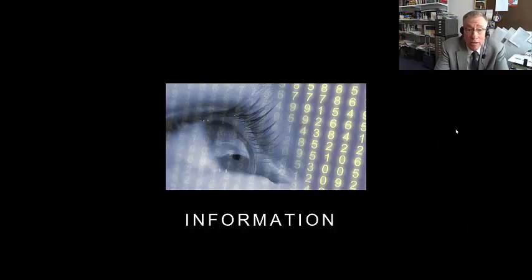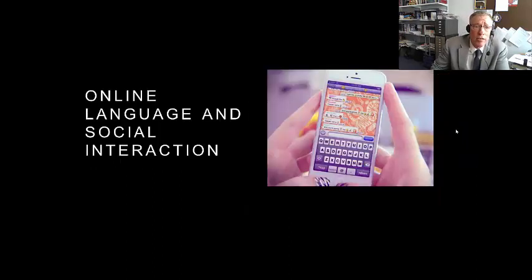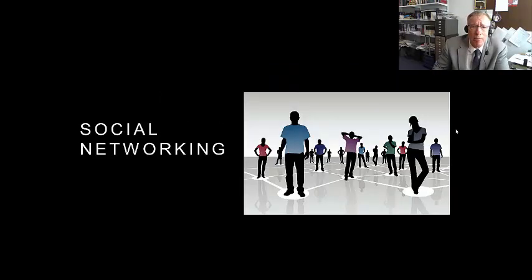Among the topics we'll be discussing in this course are, first of all, information. What do we mean by information? How do we use linguistic tools to understand which information is important and which information is less important? How do we cope with all of that information we get online? We'll also try to understand how digital technologies are changing the way we read and changing the way we write. We'll also focus on online language and social interaction, how tools like WhatsApp and Facebook and Snapchat are changing the way people use language and interact on a daily basis.